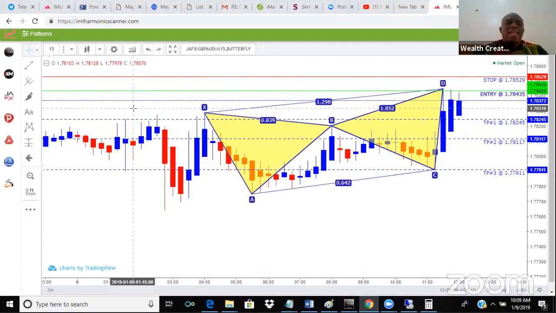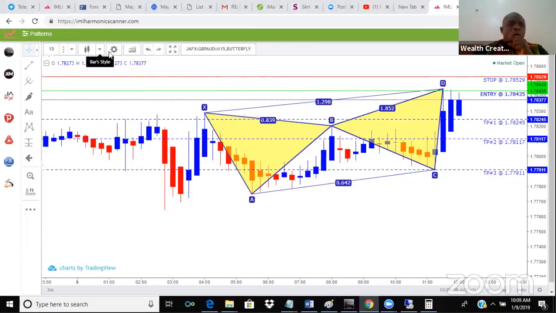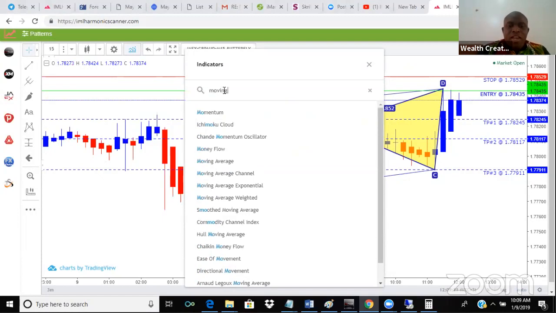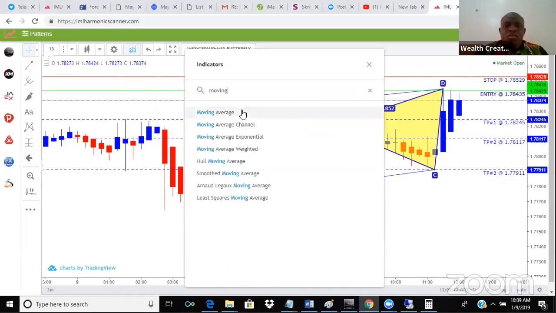Now that I've added this, the next thing I want to do is go to indicators. If you see these indicators, you click on it. I want to put in my moving average, so I'm typing in moving average. I'll select two moving averages. We need two moving averages, and the third one that we need is the exponential moving average.